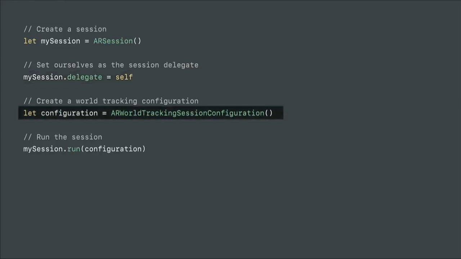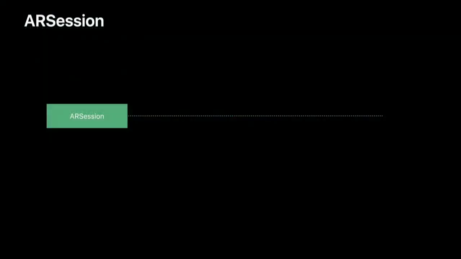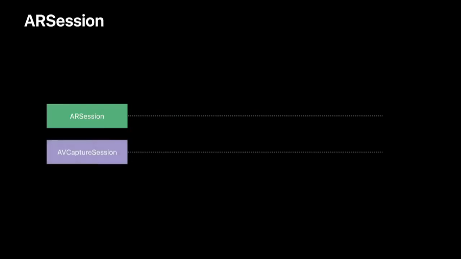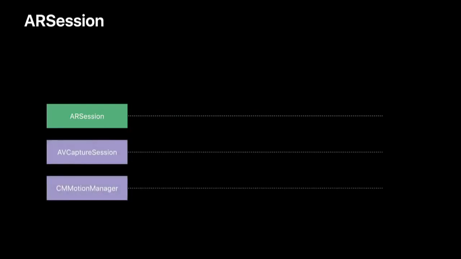By creating a world tracking session configuration, you're saying, I want to use world tracking. I want my session to run this processing. Then by simply calling run, immediately processing will happen, capturing will begin. So under the hood, our session creates an AV capture session, as well as a CM motion manager in order to get image and motion data.